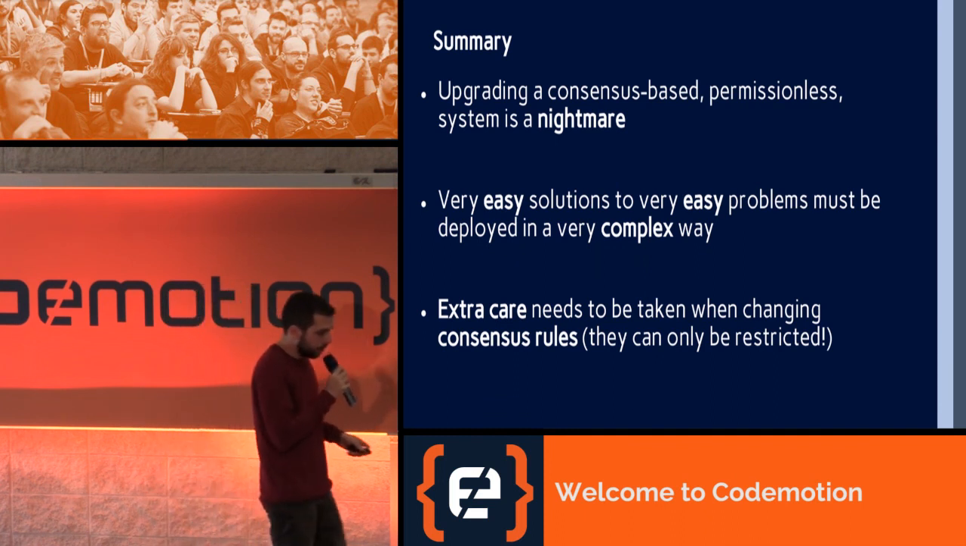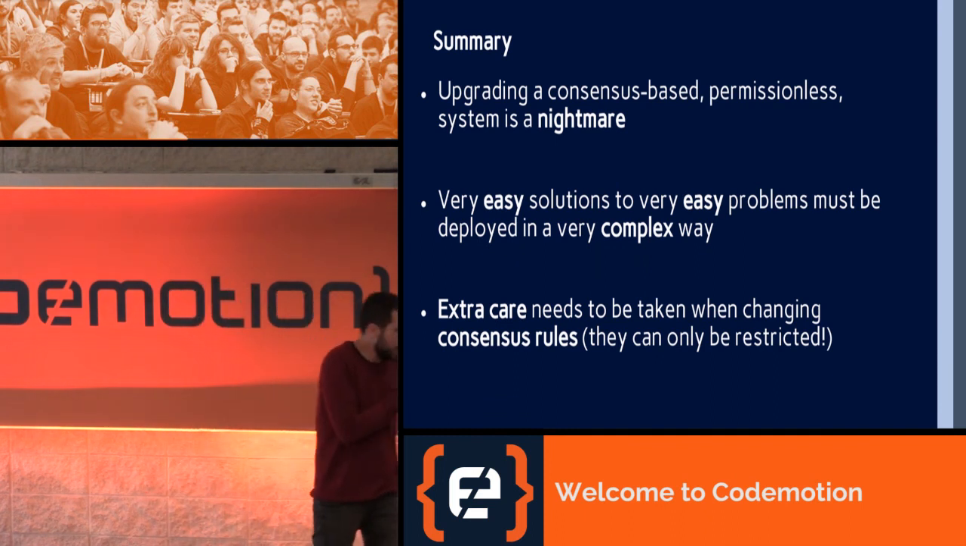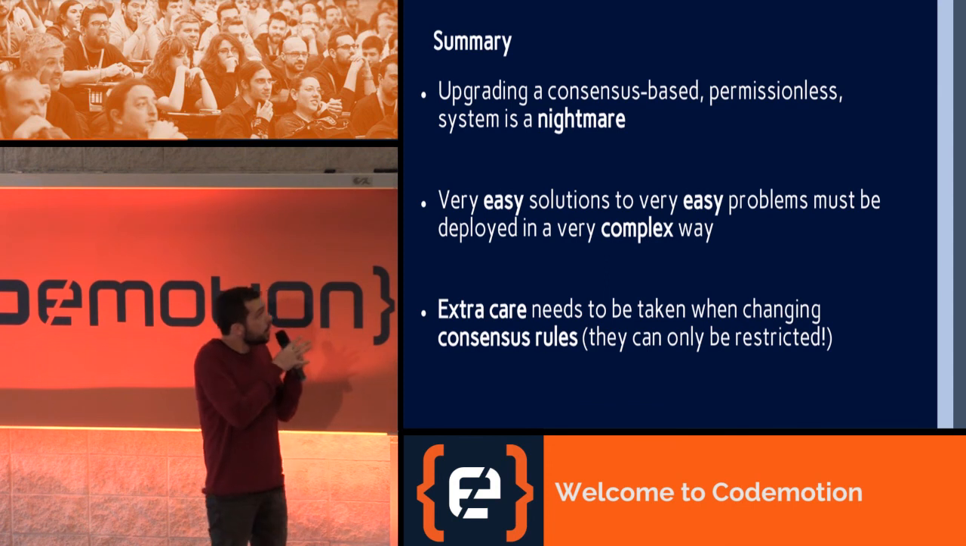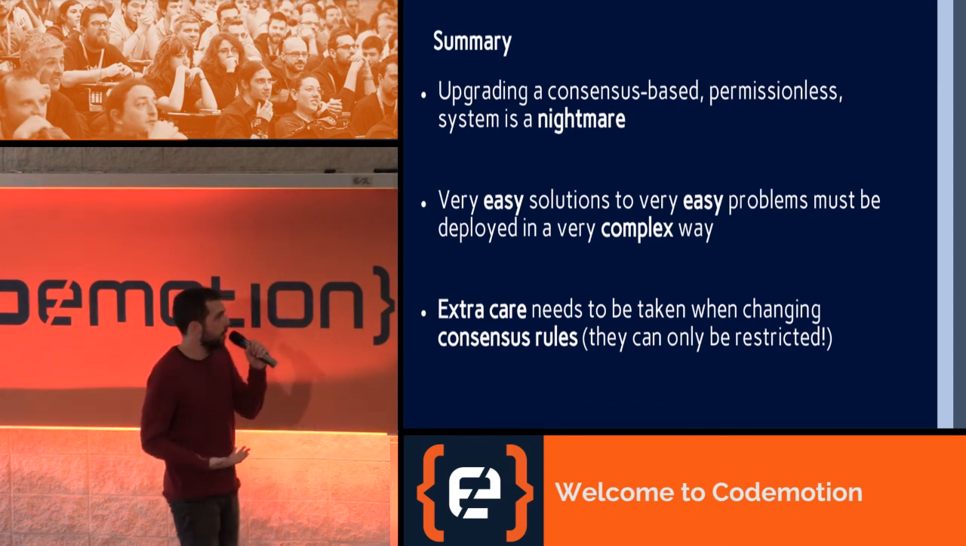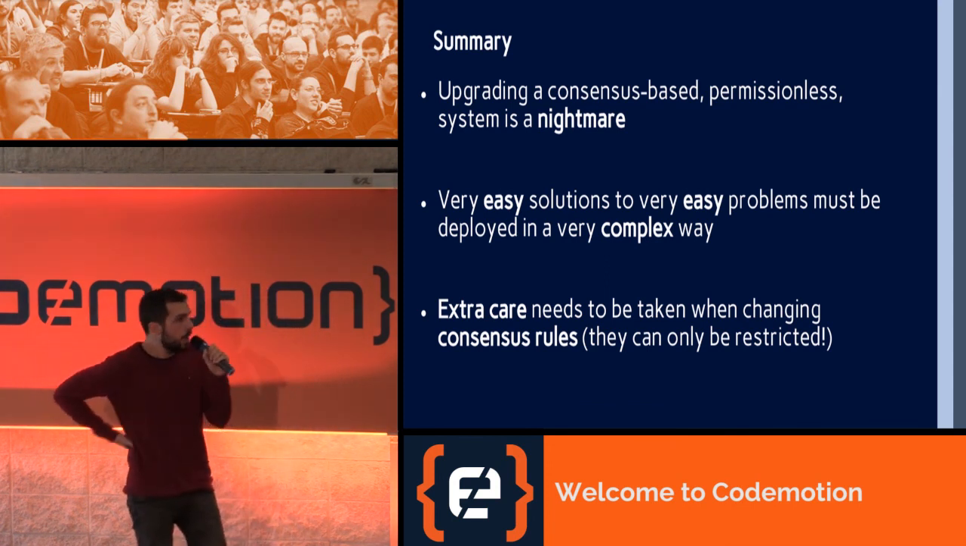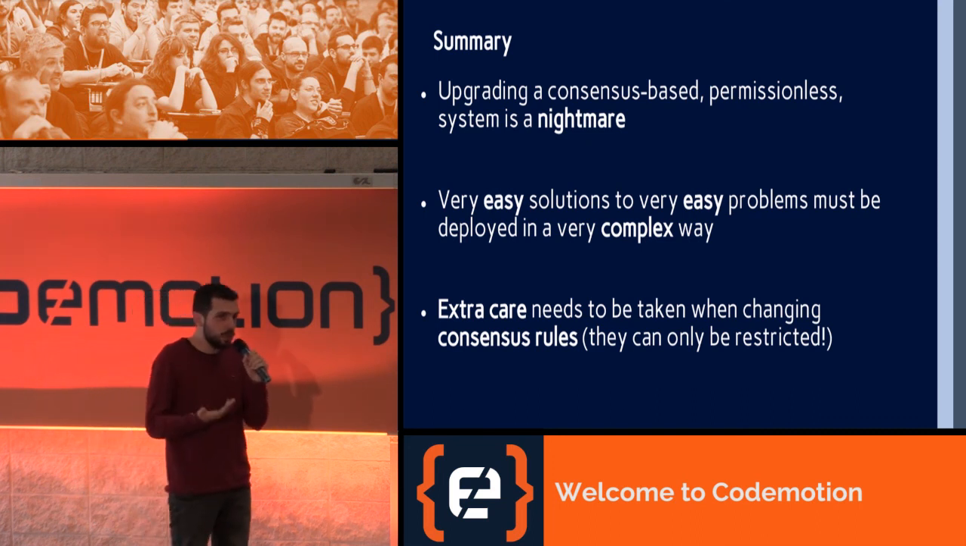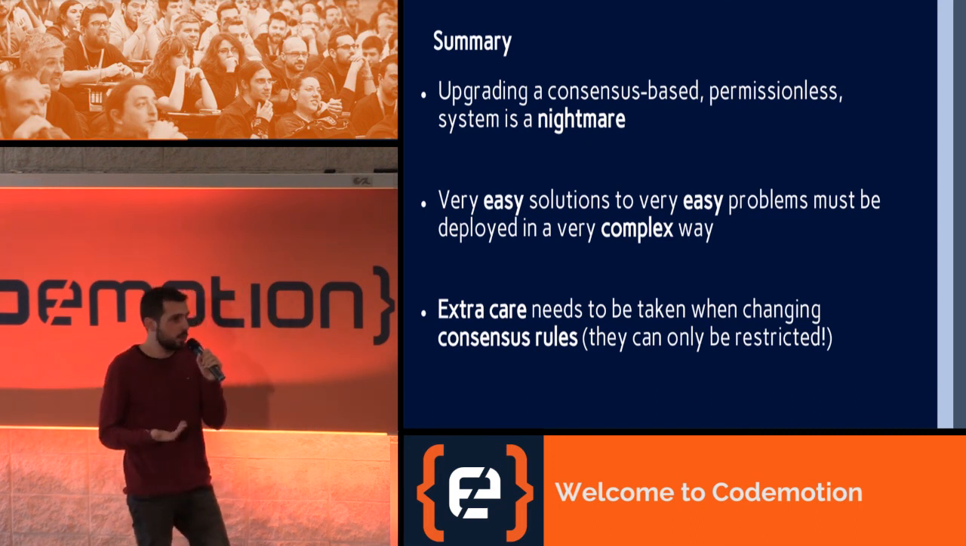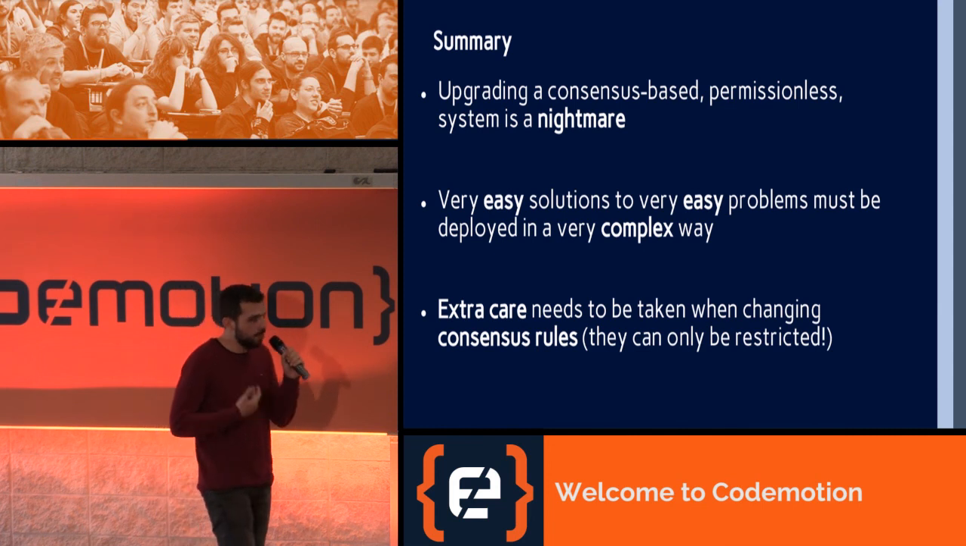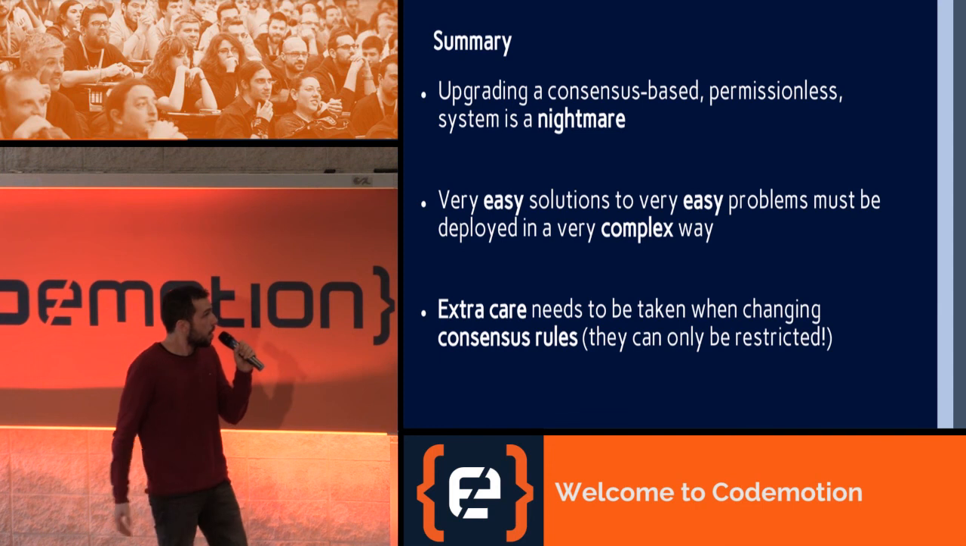All in all, what we've seen is that in consensus systems, upgrading them is very difficult. And also, very simple solutions, like changing how you compute the hash of a transaction, must be deployed in a very careful and very complex way.